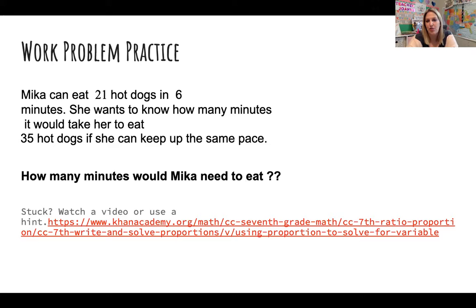And now to just wrap up, I wanted you to do a practice. So this is a ratio/rate question. The word problem practice is: Micah can eat 21 hot dogs in 6 minutes. She wants to know how many minutes it would take her to eat 35 hot dogs if she kept up the same pace. So you know that she can eat 21 hot dogs in 6 minutes. How many minutes would it take for her to eat 35 hot dogs?